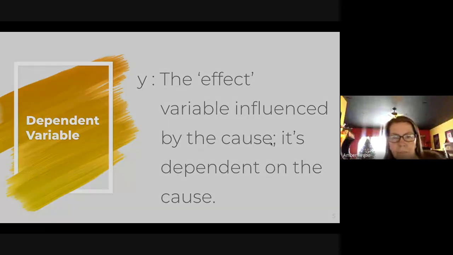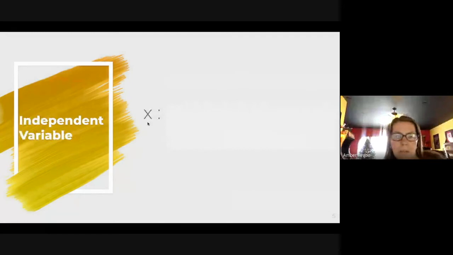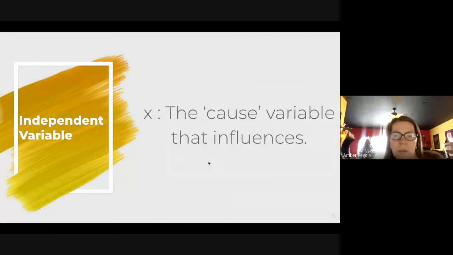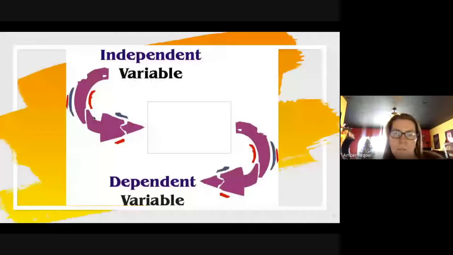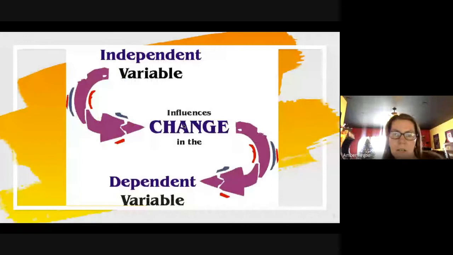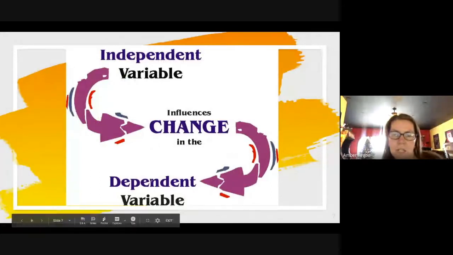So our independent variable, that's that x. And that's the cause variable that influences, okay? So the x influences the y. It causes the y to change. So our independent variable here influences and makes changes in the dependent variable, which is our y. Independent is our x, and dependent is our y.